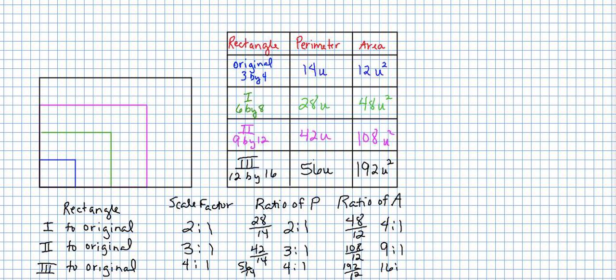So I want to make my comparisons, use my powers of inductive reasoning. It appears that the ratio of the perimeters are always the same as the scale factors, but the ratio of the areas are different. So I want to see how are they different? How do they compare? What can I do to 2 to 1 to get 4 to 1? What can I do to 3 to 1 to get 9 to 1? And what can I do to 4 to 1 to get 16 to 1? Do you have it figured out?